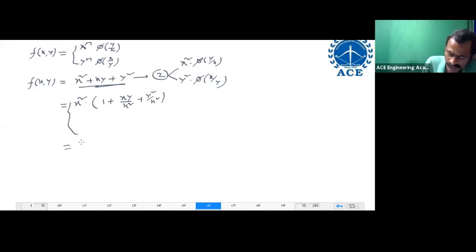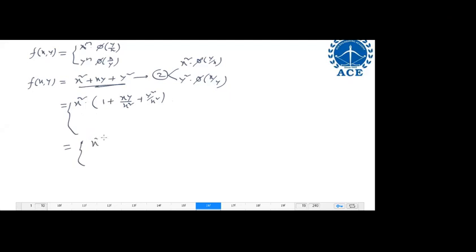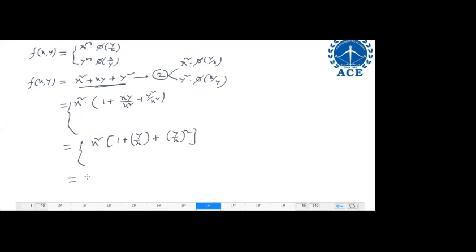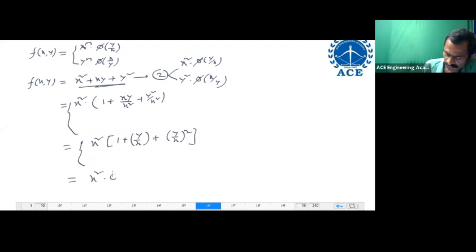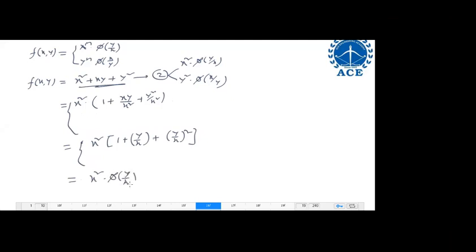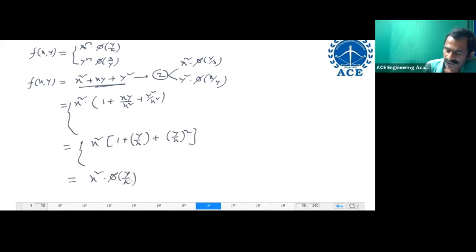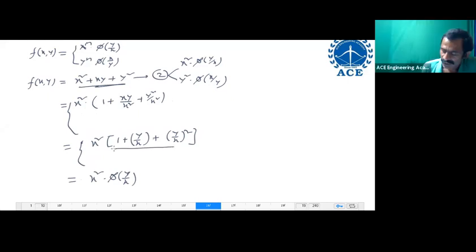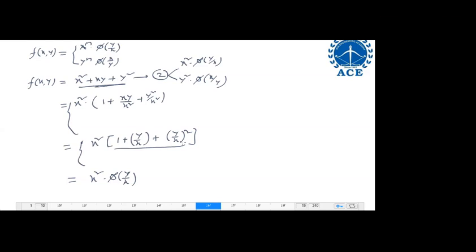This is equal to x square into (1 plus y by x plus y by x square). This is equal to x square into a function of y by x. Got it? In this function, every term is a function of y by x. Similarly, if you want to write y square into something, take y square as common so that we get a function of x by y.